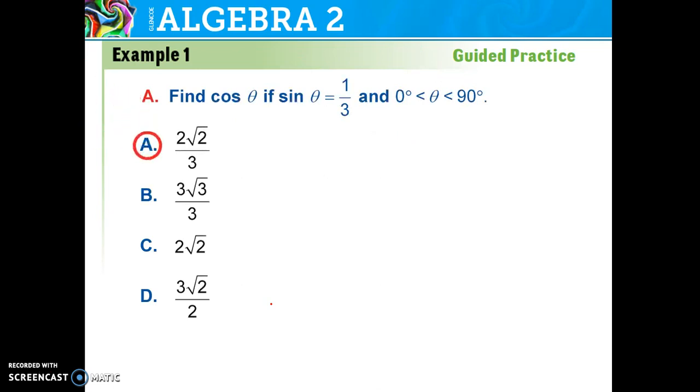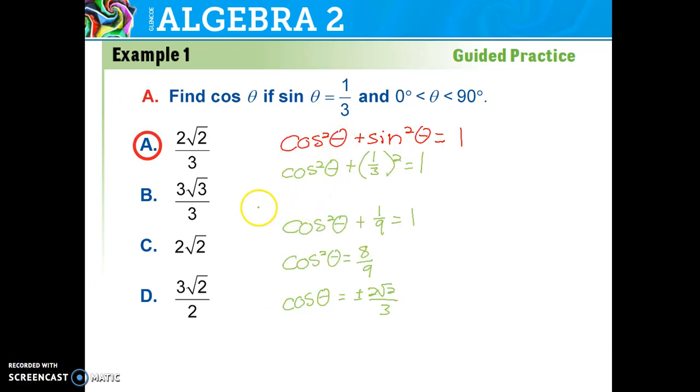All right, your answer here should be A. Let me show you the work real quick. Okay, so again, I chose the identity that relates cosine and sine. And I plugged in my 1/3 for sine. 1/3 squared is 1/9. 1 minus 1/9 is 8/9. And when I take the square root, I get plus or minus the square root of 8 over the square root of 9. The square root of 8 is 2 square root of 2. Square root of 9 is 3. And since I'm here in the first quadrant, I'm going to choose the positive value of cosine.